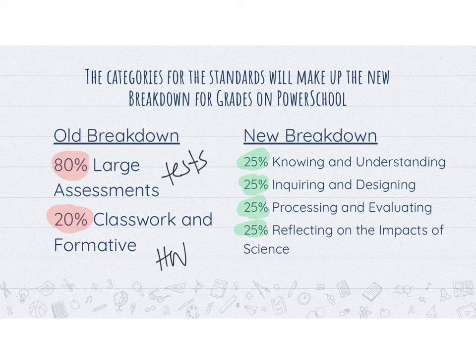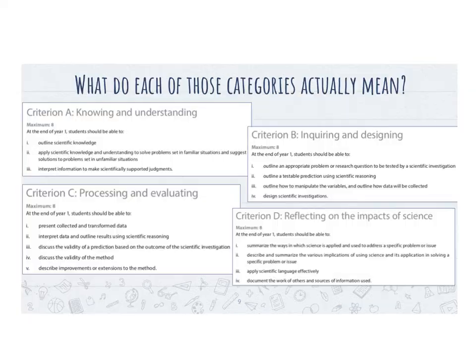So this semester, we're going to take these 4 categories that I mentioned before and break them into 25% for each. So 25% of your grade is going to come from things that you know and understand, 25% from inquiring and designing, 25% processing and evaluating, and 25% from reflecting on the impacts of science.